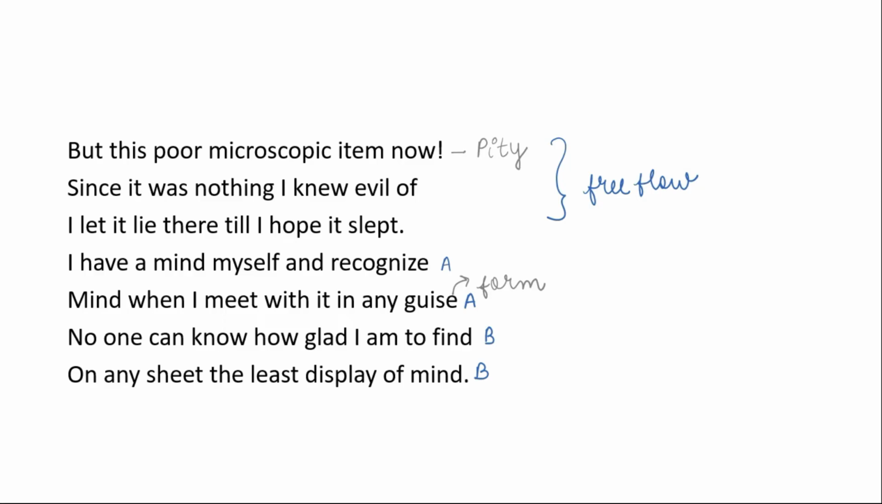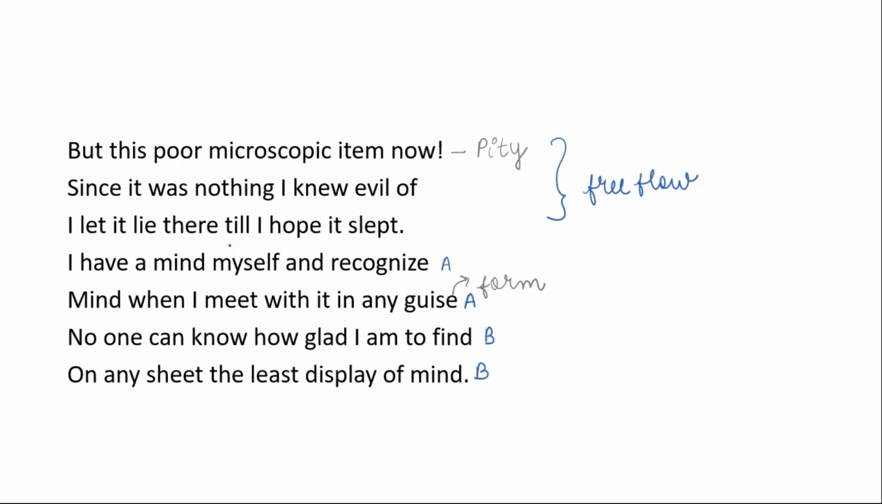But this poor microscopic item now, since it was nothing I knew evil of, I let it lie there till I hope it slept. Okay. So now the poet is feeling pity for the small creature. So that's why he says poor microscopic item. Since it was nothing I knew evil of. See, I know that this dust mite means no evil towards me or does not intend to harm me. So I let it lie there till it was in peace, till it slept.